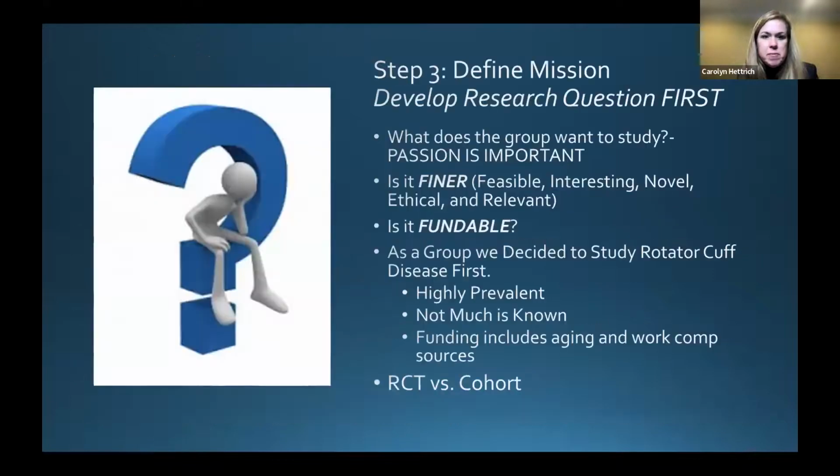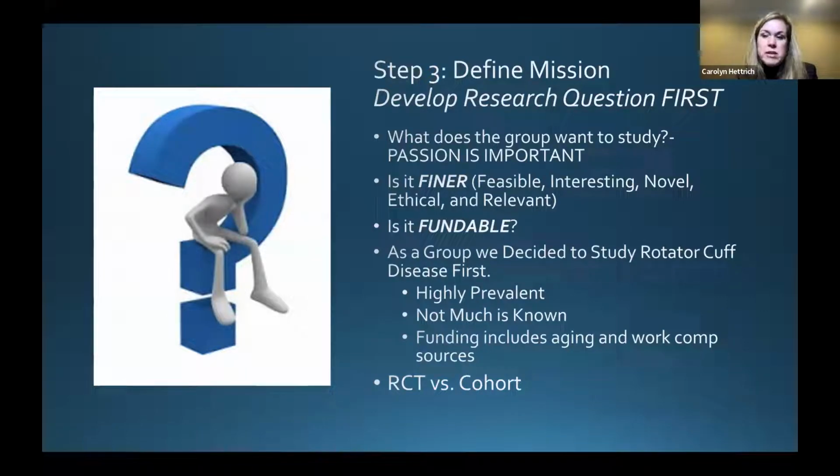So next, after you get the rules of the group and define what citizenship looks like, you have to develop your research questions. So what does the group want to study? Oftentimes you can look at it with a FINER form. Is it feasible, interesting, novel, ethical, and relevant? Is it fundable? So, as a group, they decided to study rotator cuff disease first.